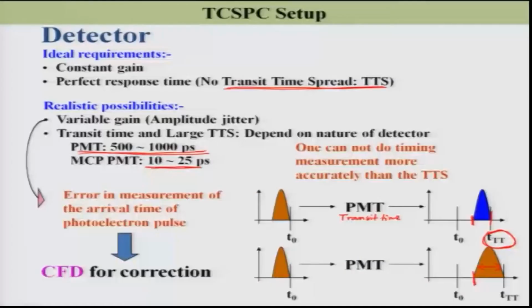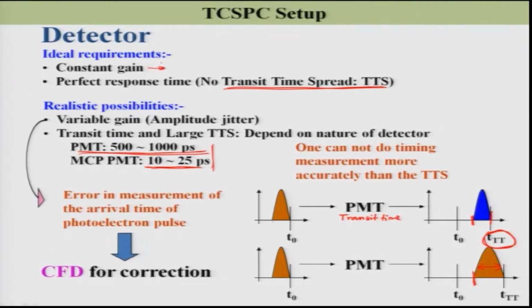Okay, coming back to the detector of this TCSPC. As you have understood, the transit time spread is one of the important issues, and if you want to measure the lifetime with better resolution, then you have to go for a better detector where the transit time spread is small. Another thing which I already said on the last day is constant gain.